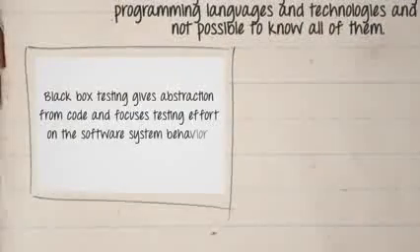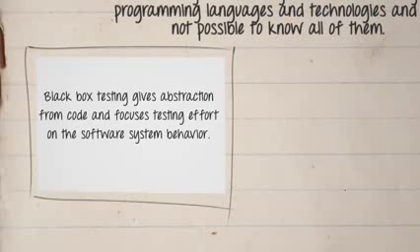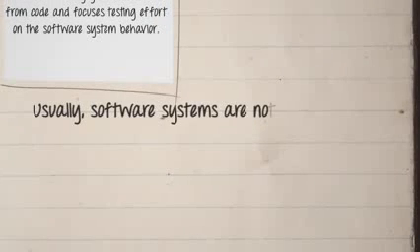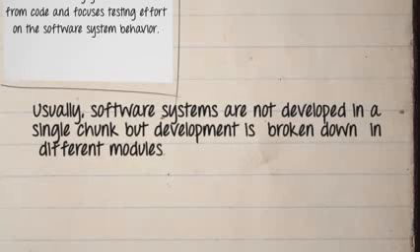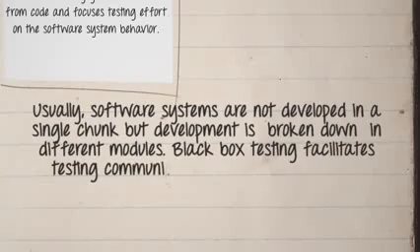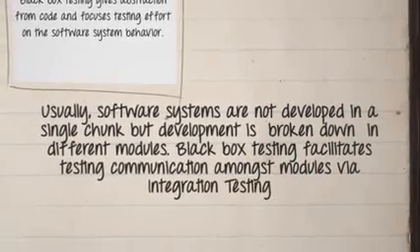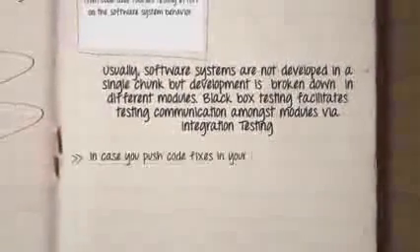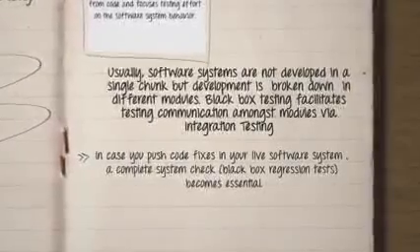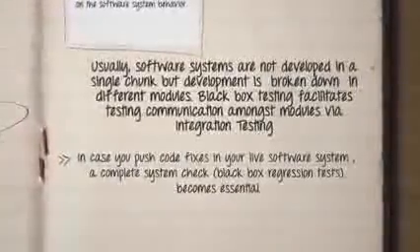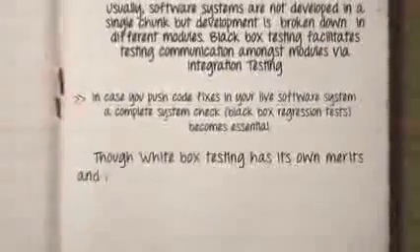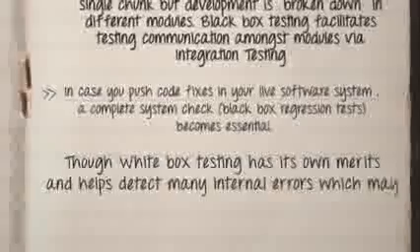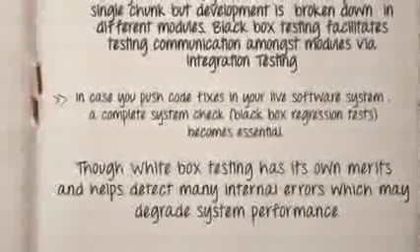Black box testing gives an abstraction from code and focuses testing effort on the software system behavior. Usually, software systems are not developed in a single chunk, but development is broken down in different modules. Black box testing facilitates testing communication amongst various modules via integration testing. In case you push code fixes in your live software system, a complete system check, black box regression checks, becomes essential. Though, white box testing has its own merits and helps detect many internal errors which may degrade system performance.